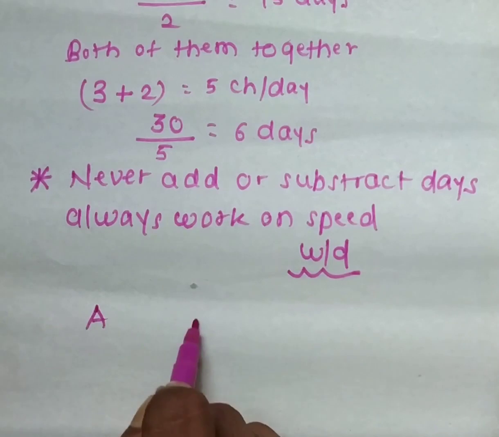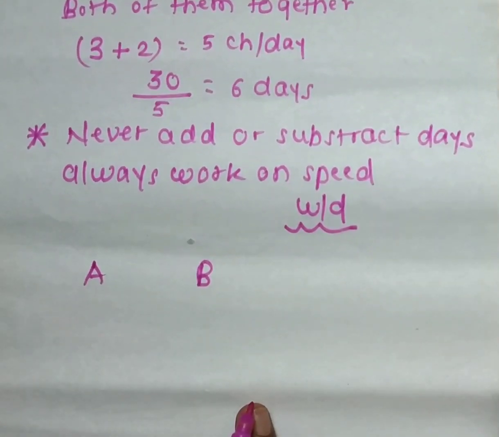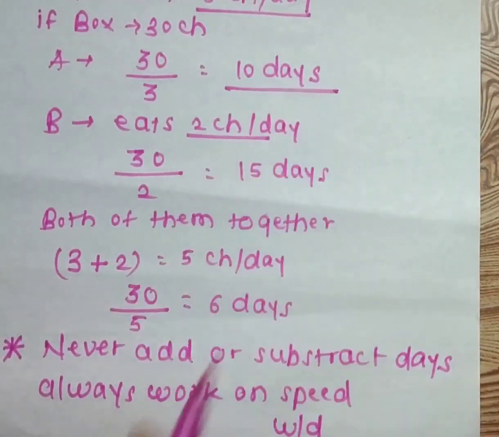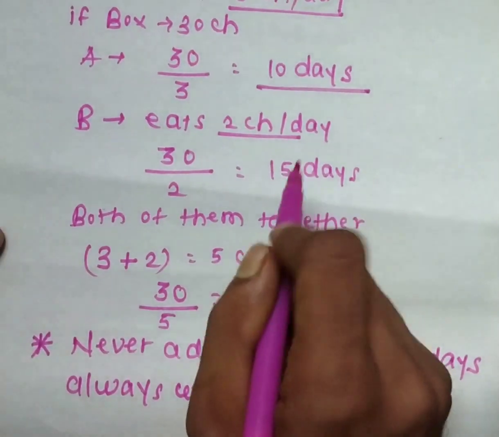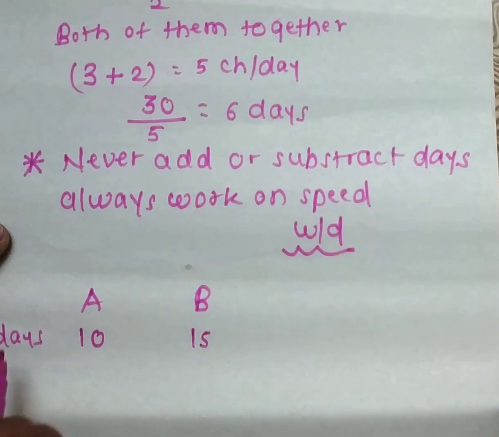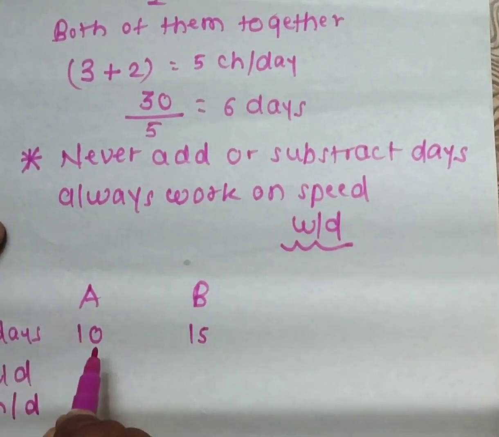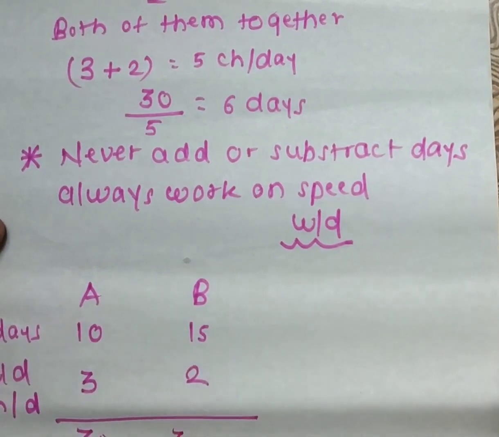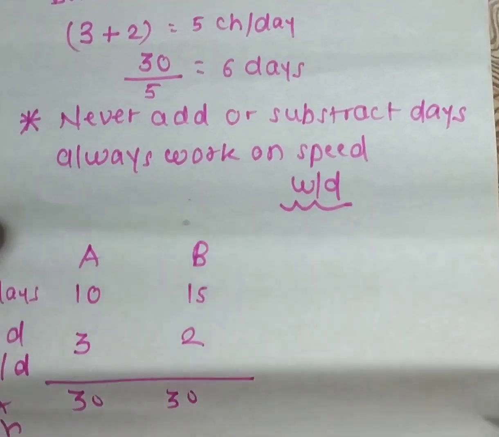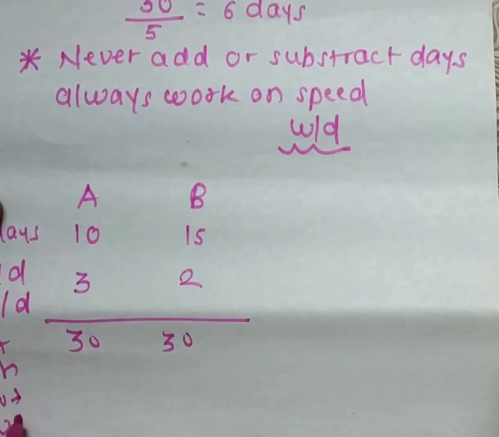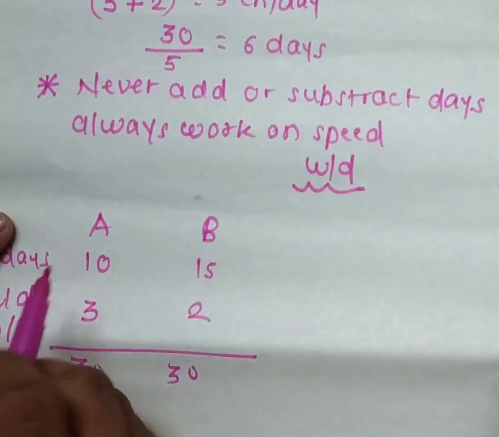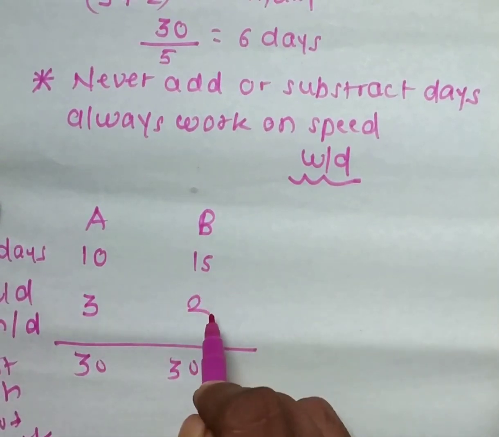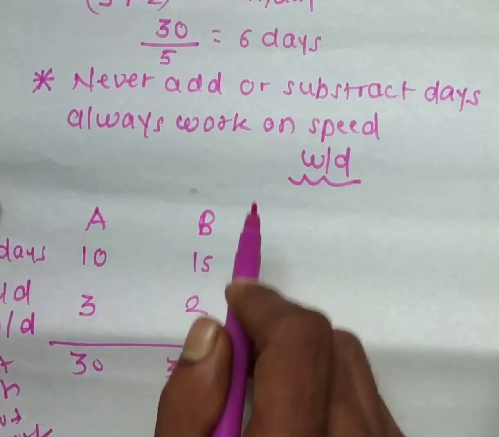Now let's see here, A and B, we know that these two persons were there. A was finishing in 10 days and B was finishing all the chocolates in 15 days. And here work per day means chocolates per day. A's speed was 3 and B's speed was 2. You know that 10 3s are 30 and 15 2s are 30. That is the total chocolates, the total work also. A is eating 3 chocolates per day and the box contains 30 chocolates, so A will eat all the chocolates in 10 days, and B's speed was 2 chocolates per day, so B will complete all the chocolates in 15 days.